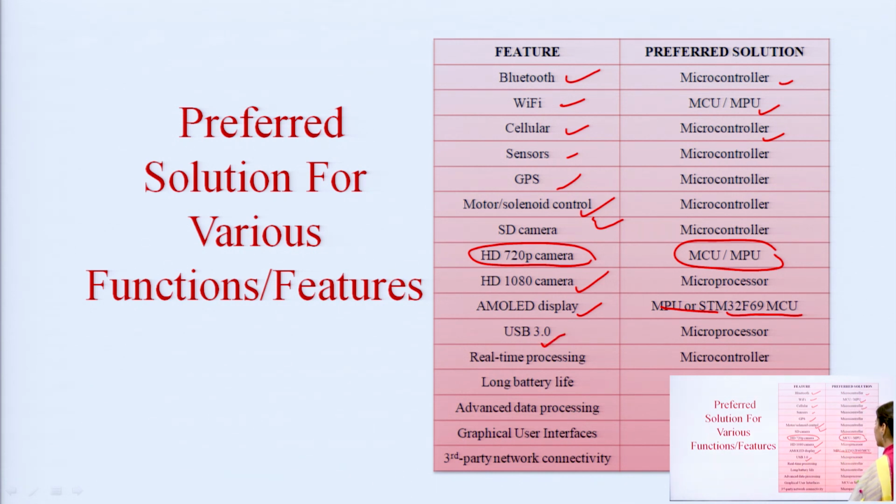USB 3.0 can be implemented using a microprocessor. Similarly, real time processing and long battery life are features possessed by the microcontroller, and the microcontroller should be used in that case. Again, advanced data processing, graphical user interface and third party network connectivity can be easily implemented using microprocessors. In this way we can differentiate which applications or features can be implemented using a microprocessor and which others can be implemented using a microcontroller.